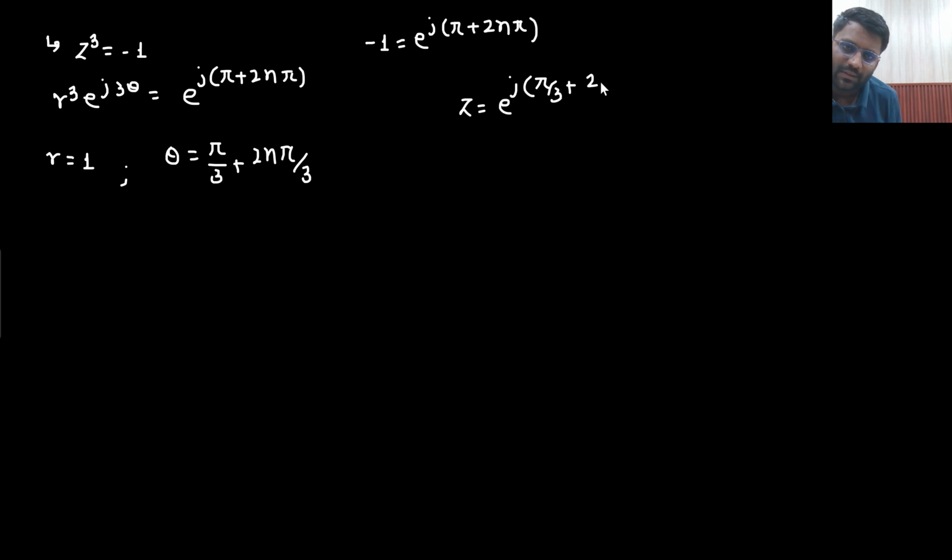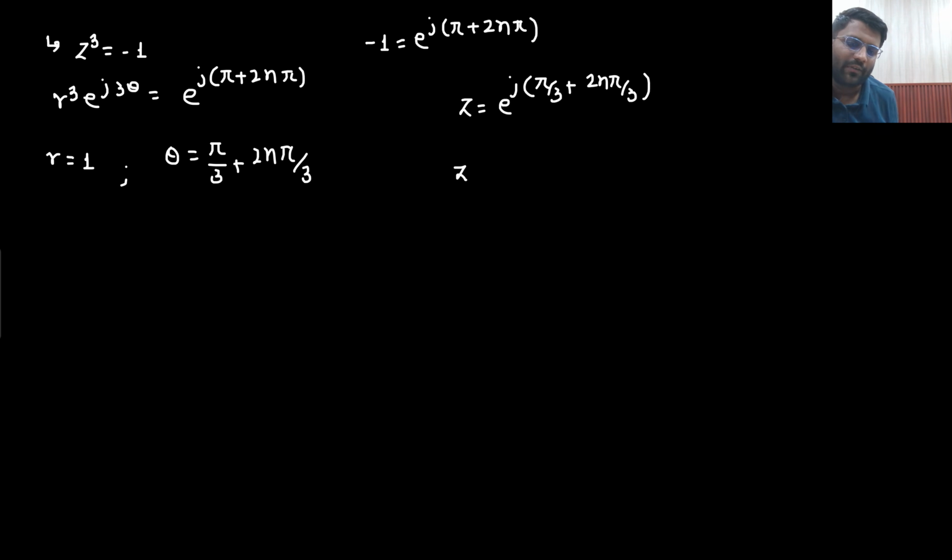Okay, so what we are going to see? Minus 1 is e to the power j pi plus 2n pi. Say yes or no? I hope you agree. E to the power j pi is minus 1, so plus 2n pi you need to add. So r cube e to the power j 3 theta would be equal to e to the power j pi plus 2n pi. So value of r is 1, right? And 3 theta would be equal to this, no? So value of theta is coming out to be pi by 3 plus 2n pi by 3. So what is the z you are getting? E to the power j pi by 3 plus 2n pi by 3.